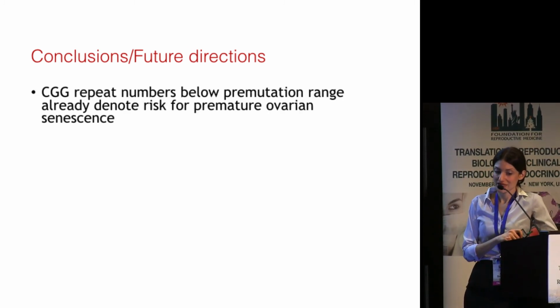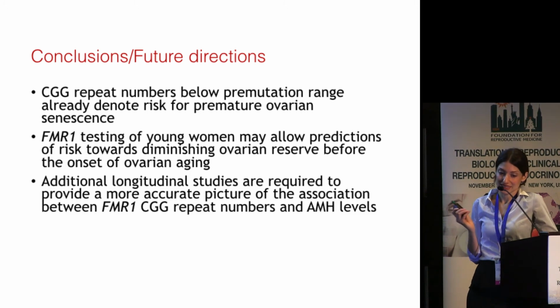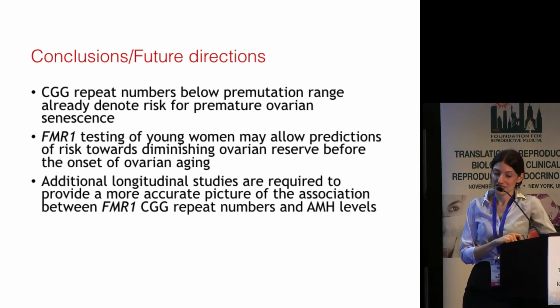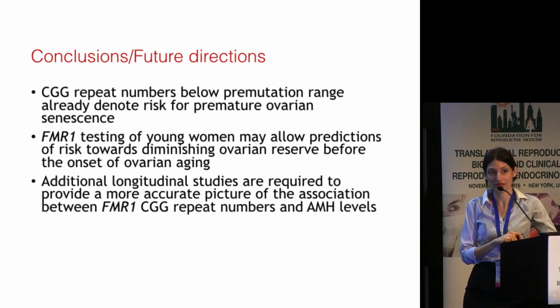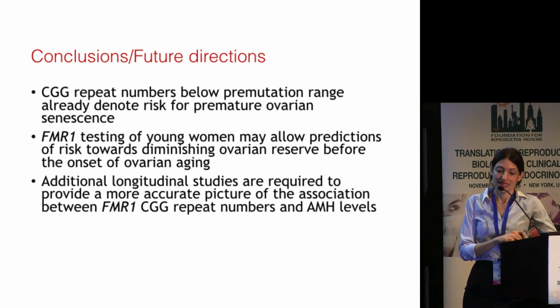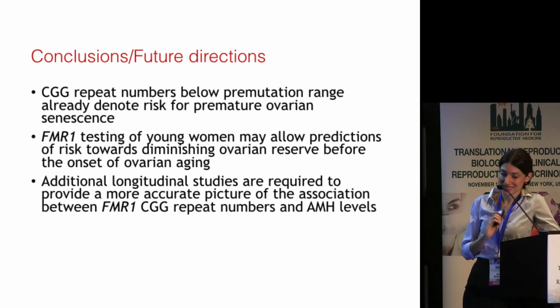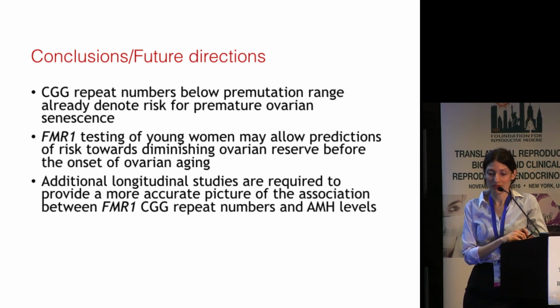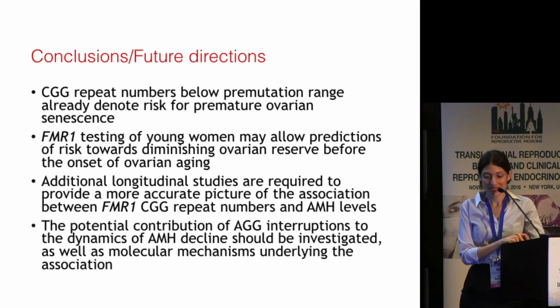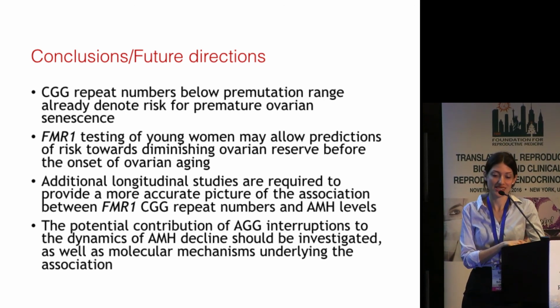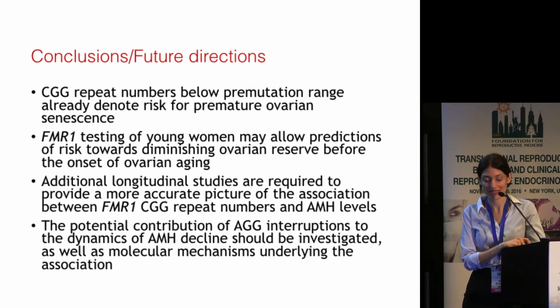Some conclusions are that CGG repeat numbers below the premutation range already denote a risk for premature ovarian senescence. FMR1 testing in young women may allow predictions of the risk towards diminished ovarian reserve and can be predictive of the rate of decline even before the onset of ovarian aging. However, additional longitudinal studies are needed, as cross-sectional studies are limited, to provide a more accurate picture of the association between CGG repeat numbers and AMH levels. And the potential contribution of AGG interruptions to the dynamics of AMH decline, as well as the molecular mechanisms underlying this association, should be investigated.